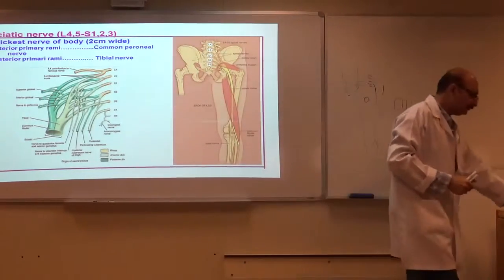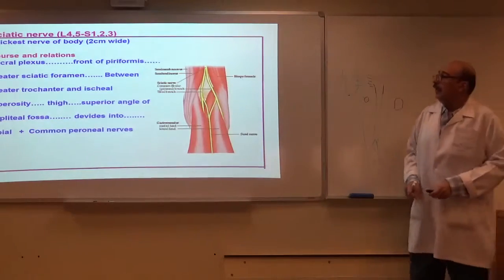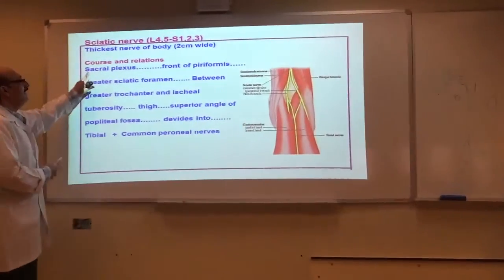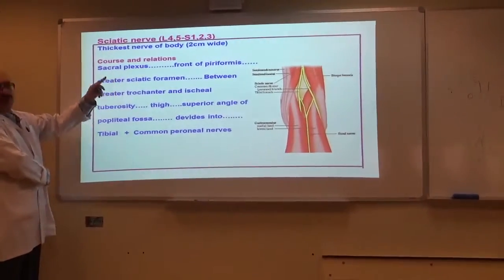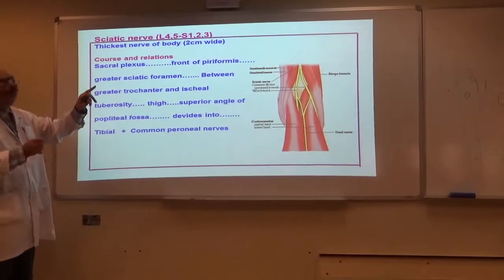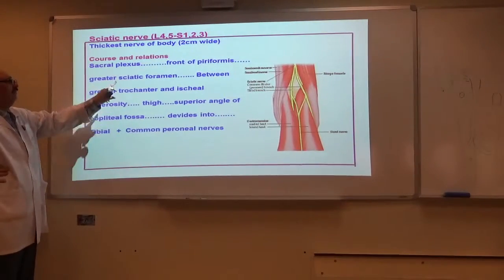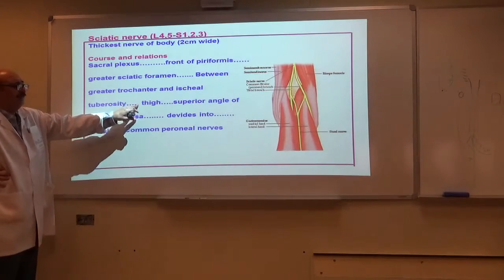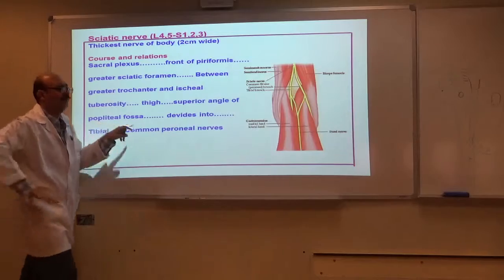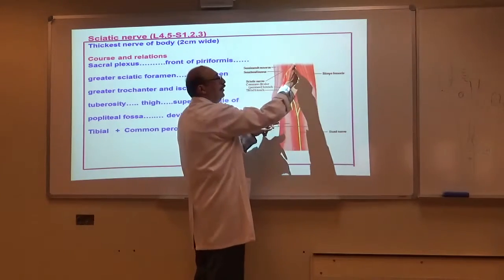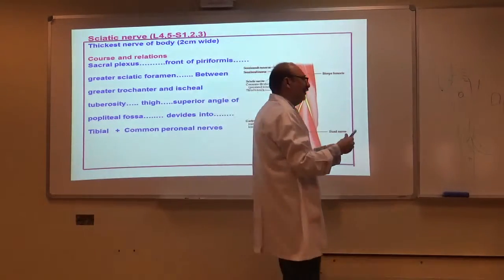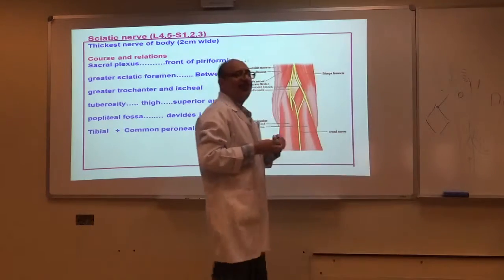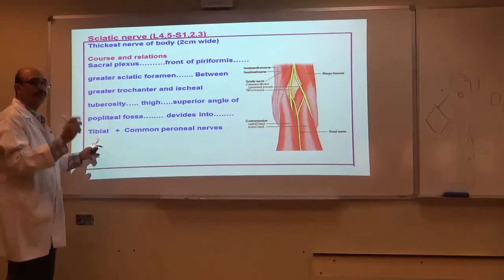With me? Good. Okay. Course and relation. Now the very easy thing starts. Sacral plexus in front of piriformis. You know the piriformis muscle is in the pelvis and on the gluteal region. Greater sciatic foramen between greater trochanter and ischial tuberosity. I told you it crosses the thigh, superior angle of the popliteal fossa. This is the popliteal fossa. This is called the superior angle. I told you it's a diamond shaped space. So at the superior angle, it will divide into two branches.